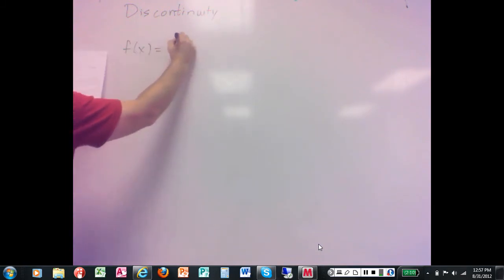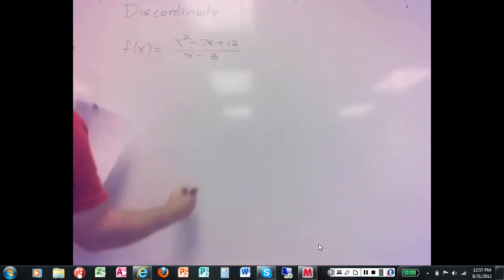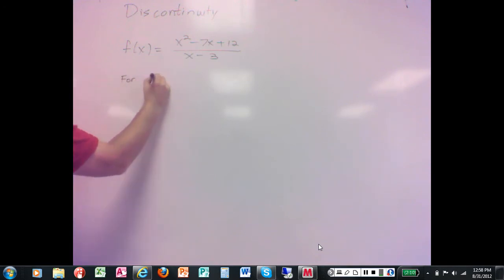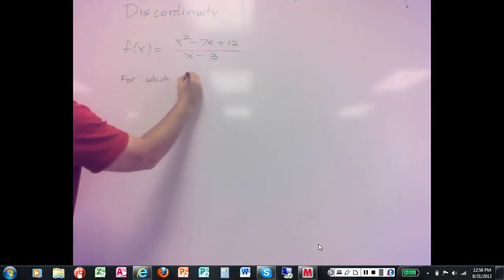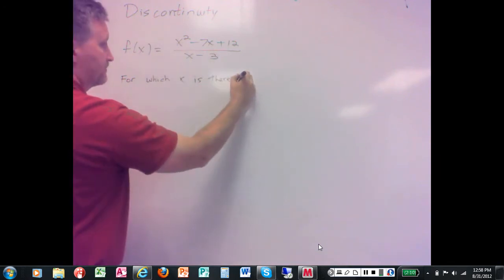Take a look at this one. Say I've got f of x equals x squared minus 7x plus 12 over x minus 3. Well, let's ask this: for which x is there a discontinuity in this graph?